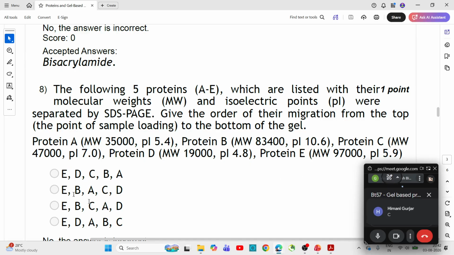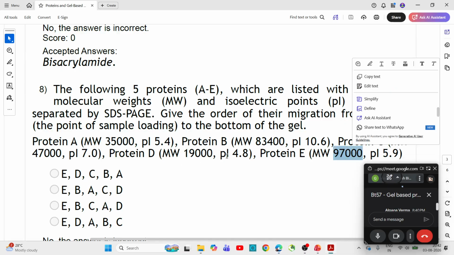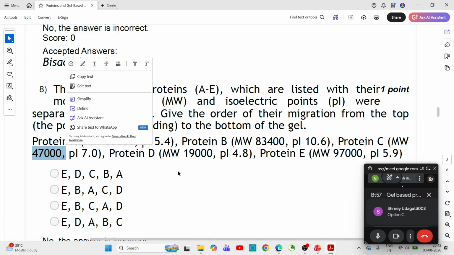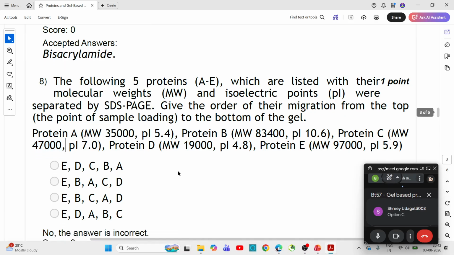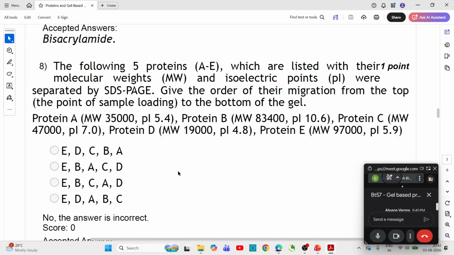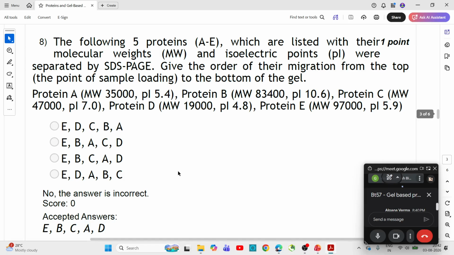So first is E, which is the highest molecular weight, 97,000. And then you say B, which is 83,000, which has a PI of 10.6. And then say C, which has 47,000. Then A, which is 35,000, and D, which is 19,000. So EBCAD, that's the answer.